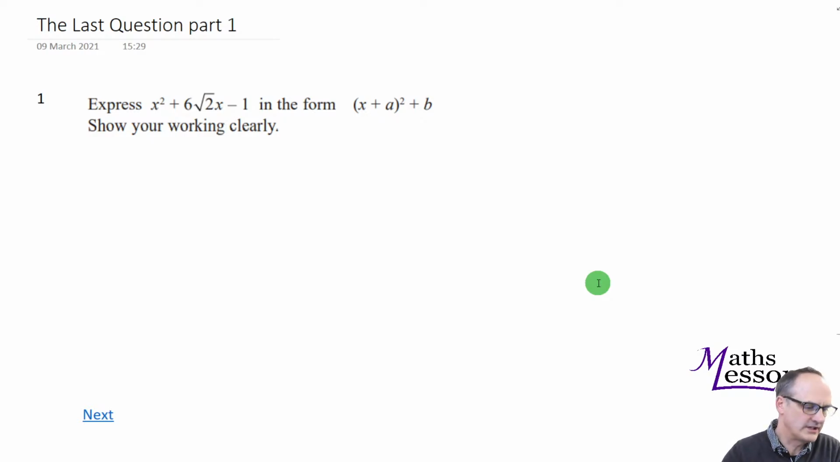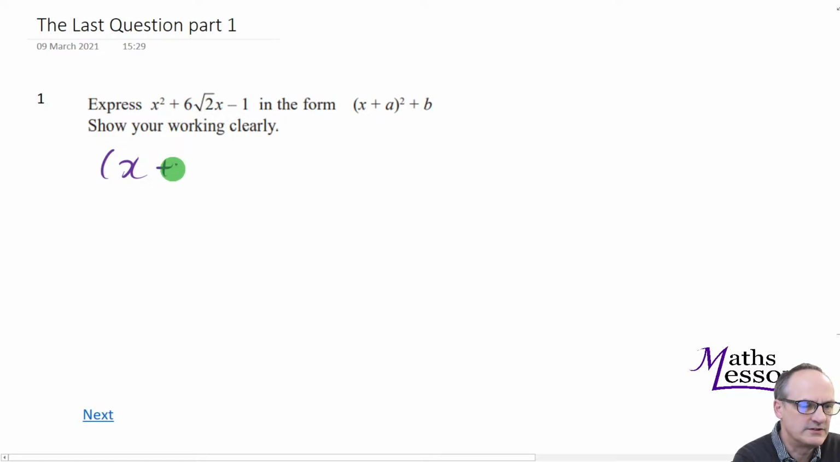Right, hopefully you managed to get that off in the 60 seconds. It shouldn't be too bad if you know what you're doing and remember how to complete the square. So to complete the square, the easiest way is just to halve this value. So we get 3 root 2, because half of 6 root 2 is 3 root 2, square that. Then the quickest way, without having to do any thinking whatsoever, we just take away that squared.